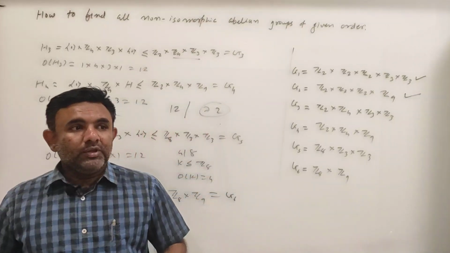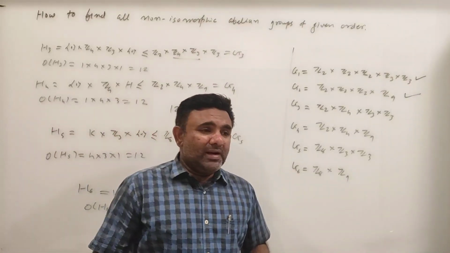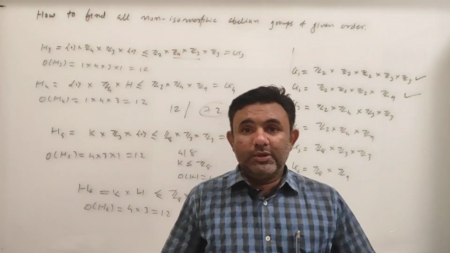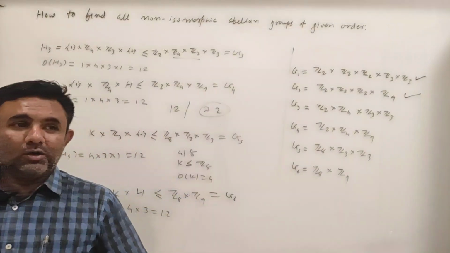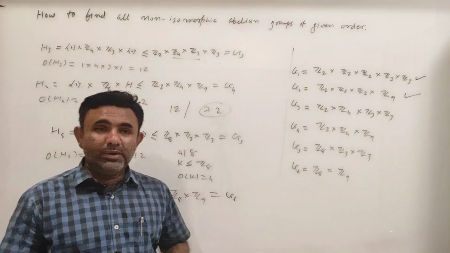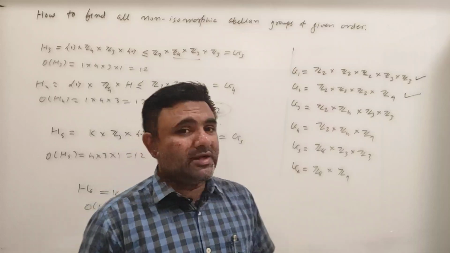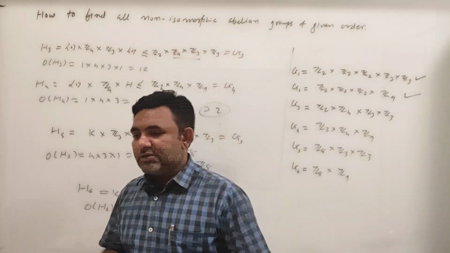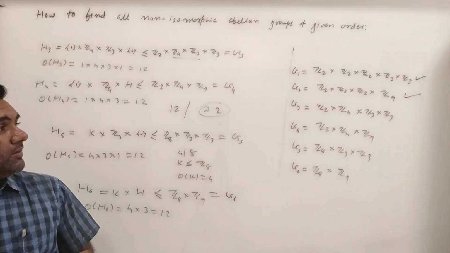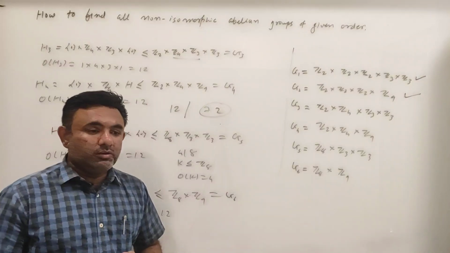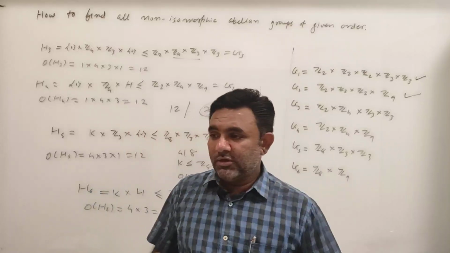And third thing, converse of Lagrange's theorem is true for finite abelian groups, and that is what if order of G is n and G is abelian, and if k divides n, then there exists a subgroup of G whose order is k. So that's what we have in this lecture.